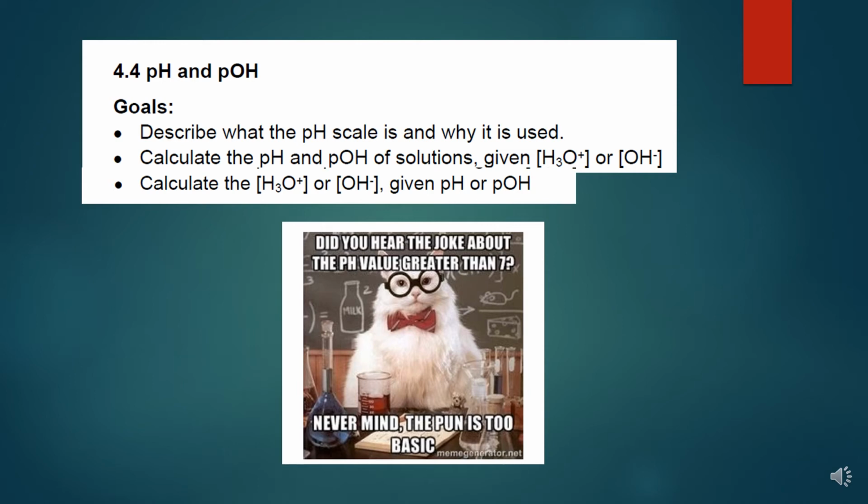In this lesson, we're going to cover section 4.4, which is dealing with pH, which you've probably heard about, and pOH. We've got three goals for this section. The first one is to describe what the pH scale is and why it's used. We're going to calculate the pH and pOH of solutions if we're given the concentration of hydronium or hydroxide. And then finally, we're going to do the flip side of this. We're going to calculate concentrations of hydronium or hydroxide given the pH or pOH.